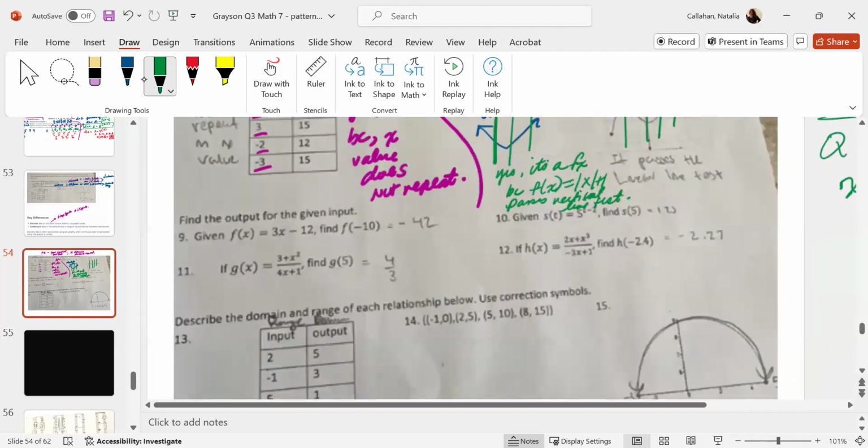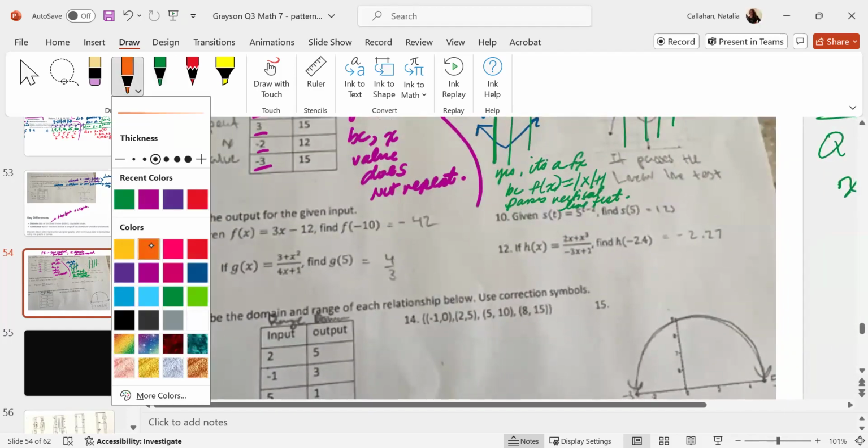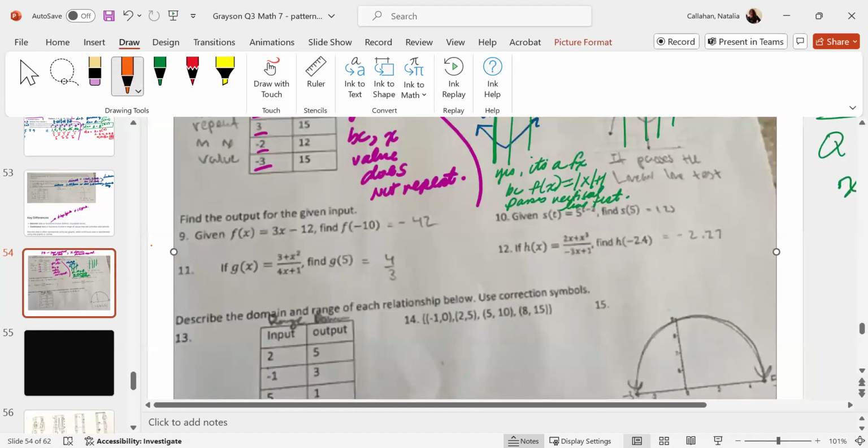Okay, number 9, read it please. Good, f of -10. What it's saying is when x equals -10, what is y is what it's asking you, okay? So f of -10, explain what you did. -30, so negative.